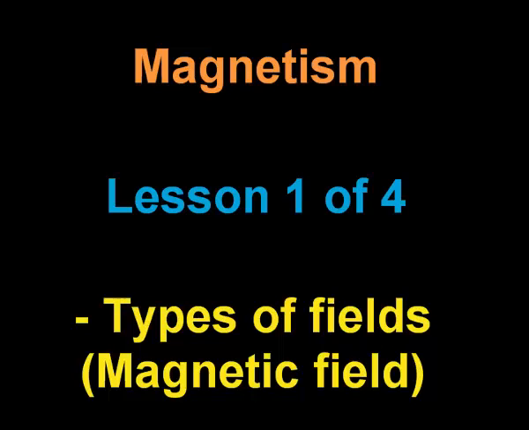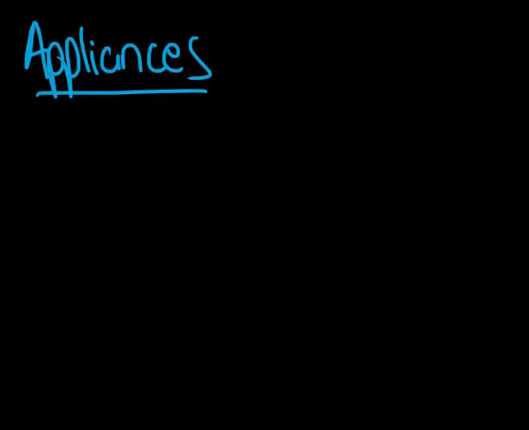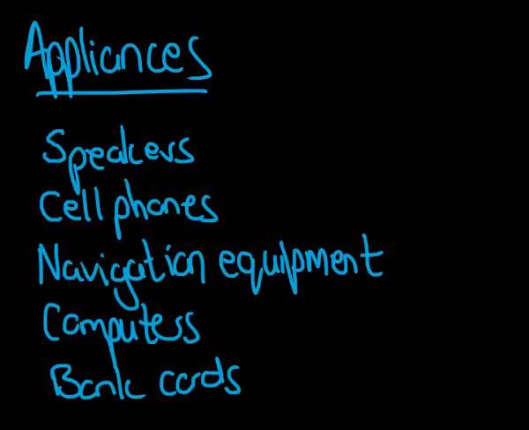Welcome to our first lesson on magnetism. We'll be looking at different types of fields that we can get, under which obviously magnetic field will also fall. Now many of our everyday appliances do have magnets in them and do make use of the magnetic fields. Things like your big speakers, your cell phones, your navigation equipment, your computers, your bank cards that also has a small magnetic strip at the back, to name but a few that has specifically magnets in them.